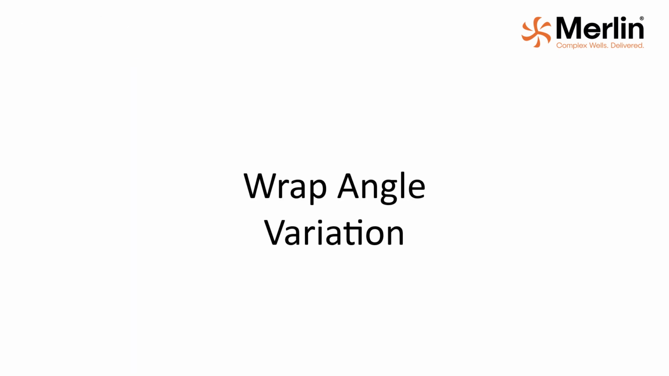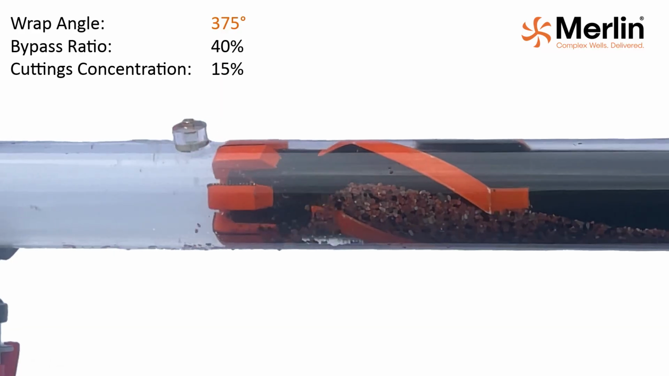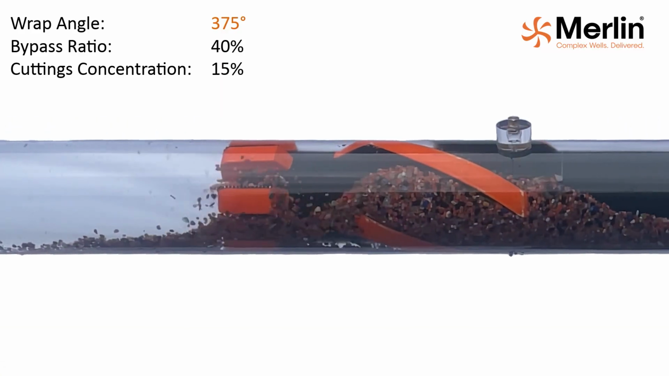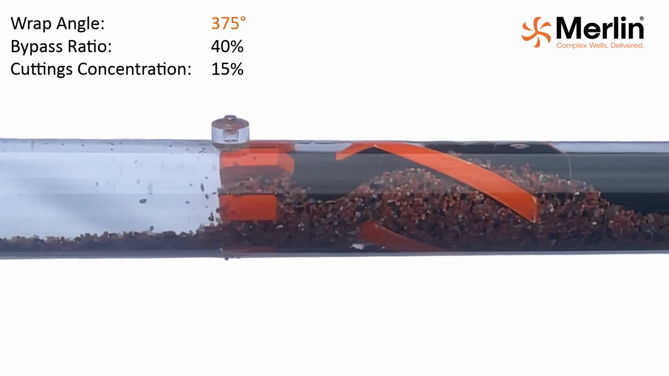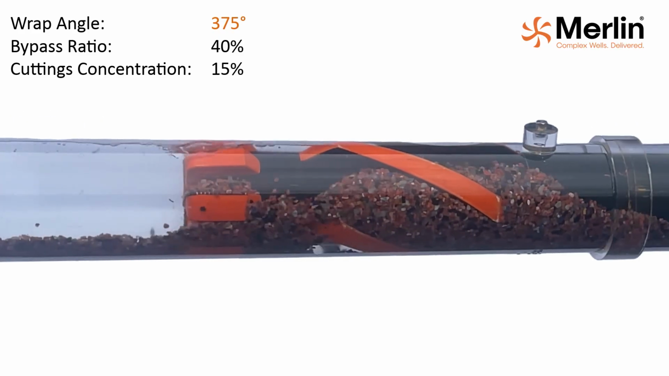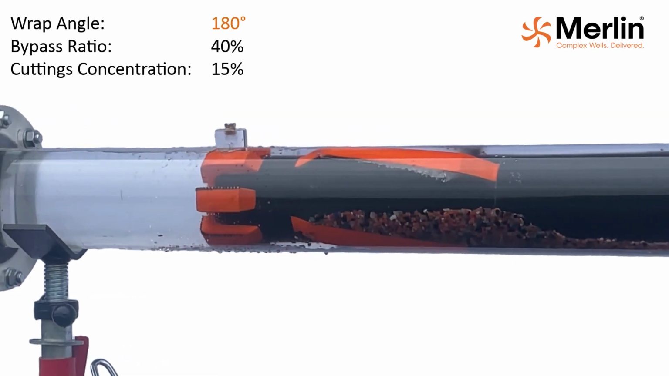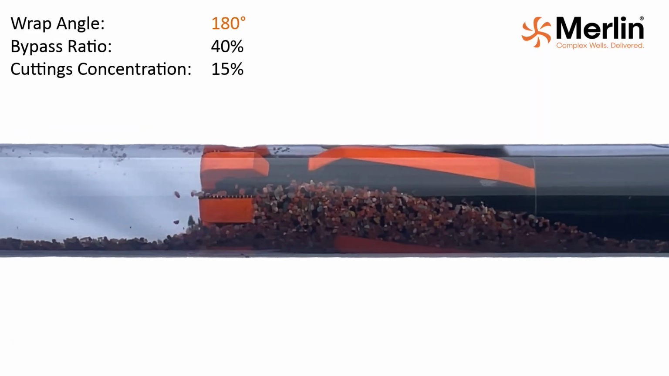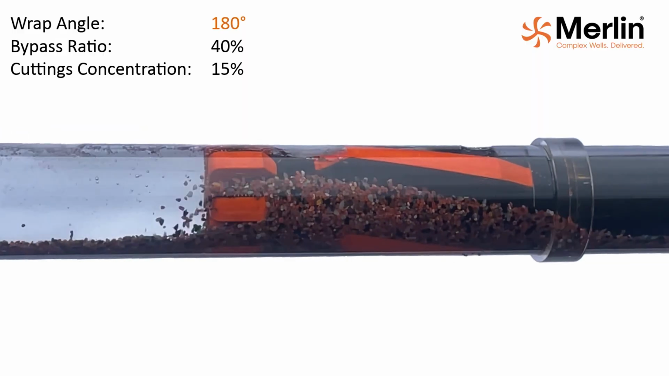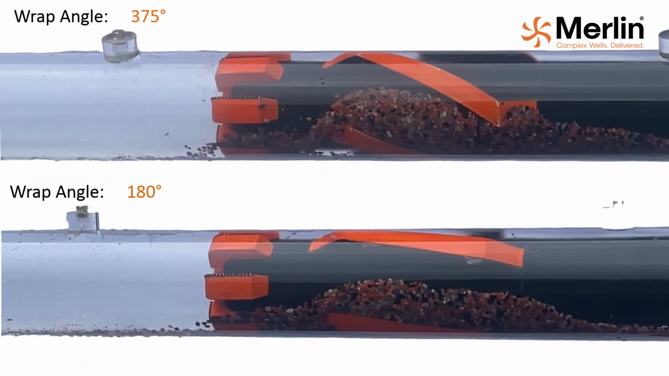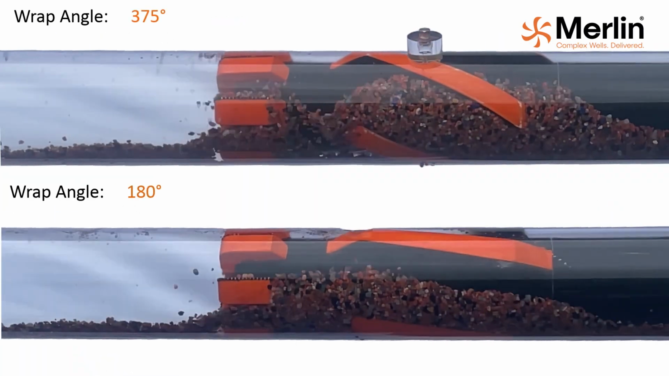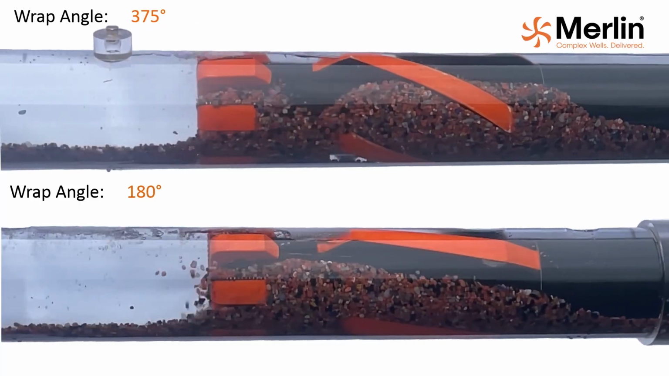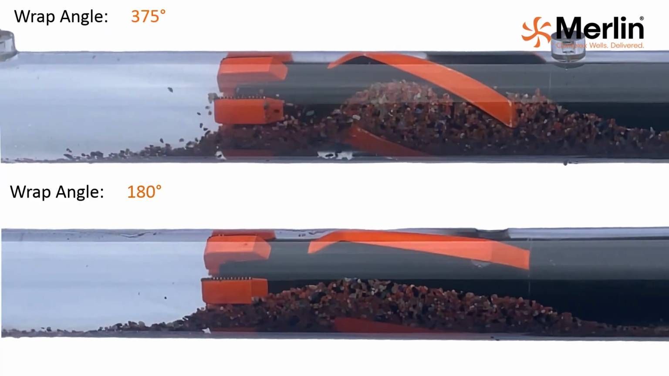Wrap angle variation. These simulations show the same bypass ratio and cuttings concentration while varying the wrap angle. With a wrap angle of 375 degrees, the cuttings accumulate through the whole bypass area, through the stabilizer blades. After decreasing the wrap angle to 180 degrees, allowing a line of sight through the blades, the cuttings don't completely fill the bypass area as they pass through the stabilizer blades. In the comparison, we can see that the 375-degree wrap angle collects far more material across the stabilizer section, which would increase the risk of pack-off.